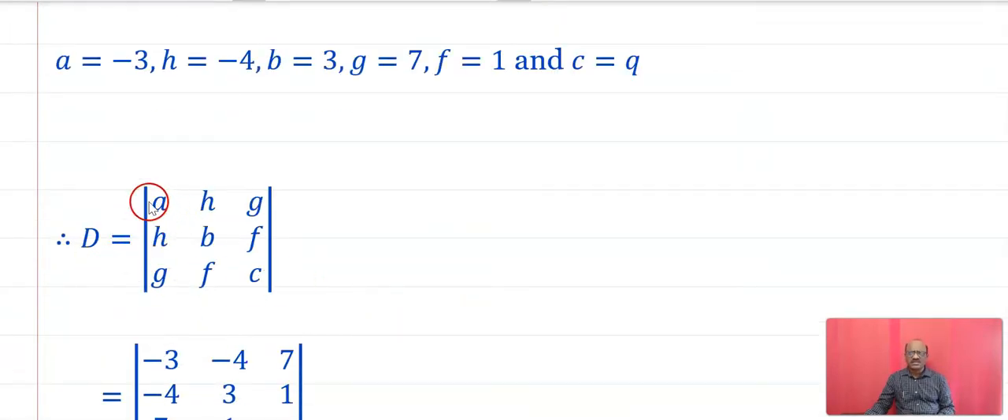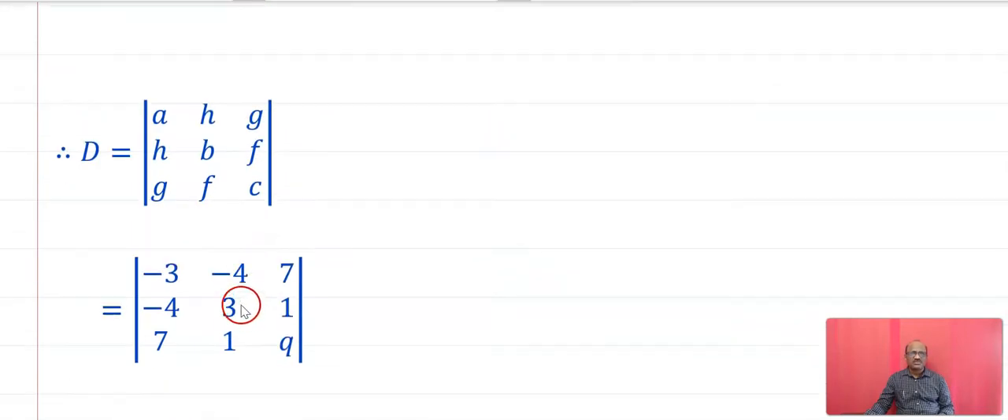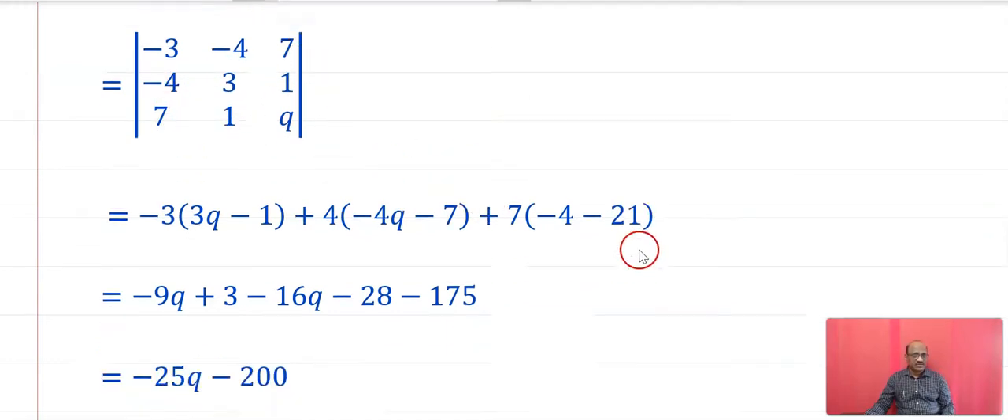Substitute in this determinant a, b, c, f, g, h. What is the value of a, b, c? A is minus 3, b is 3, c is q. F is 1, g is 7, and the value of h is minus 4, and this is the determinant. Evaluate it. Minus 3, then 3q minus 1. Minus that will become 4. The product of minus 4q minus 7. Then 7 in bracket minus 4 minus 21.